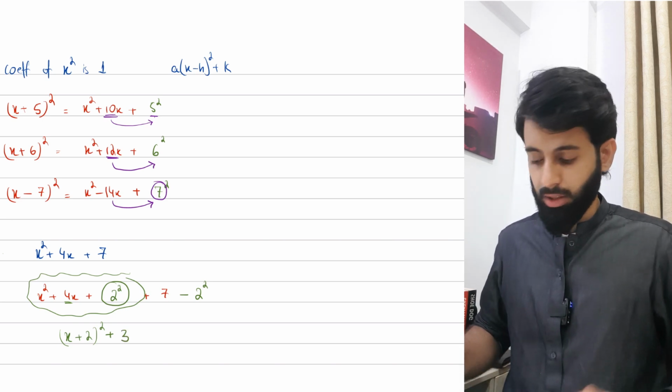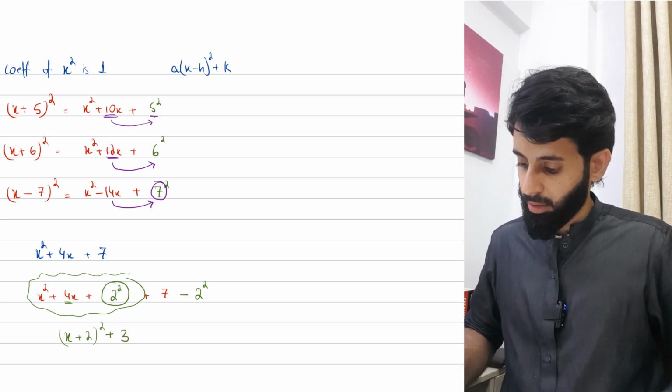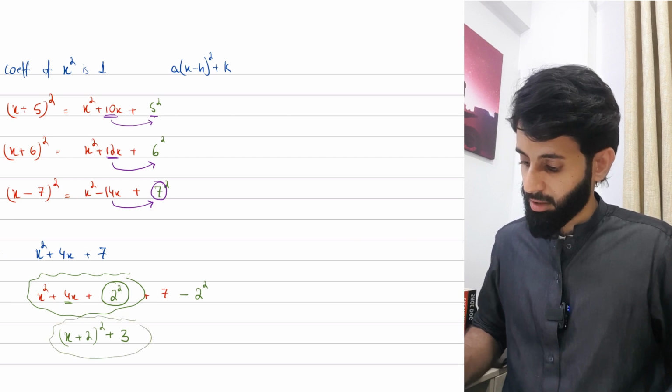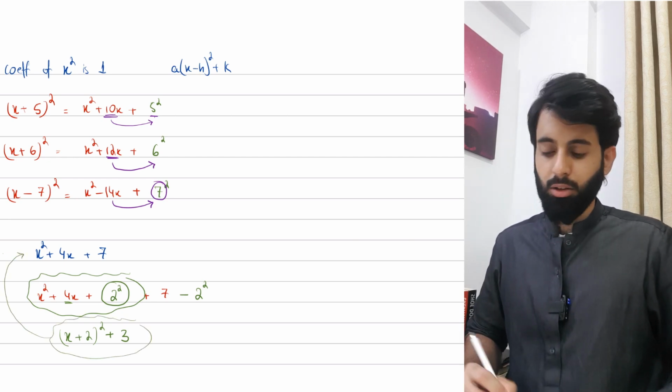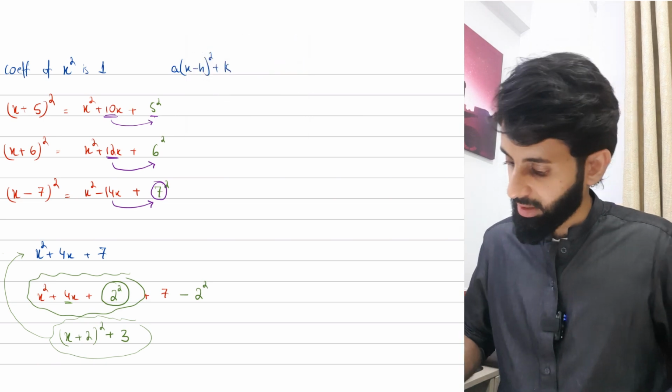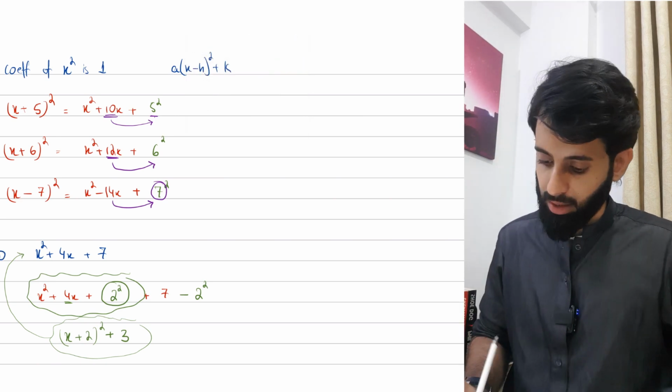So 7 minus 4 is 3, and that means if you were to expand and simplify this expression, you would notice that you would get the original expression. Now this was one example. I'd like to do at least 2 examples.